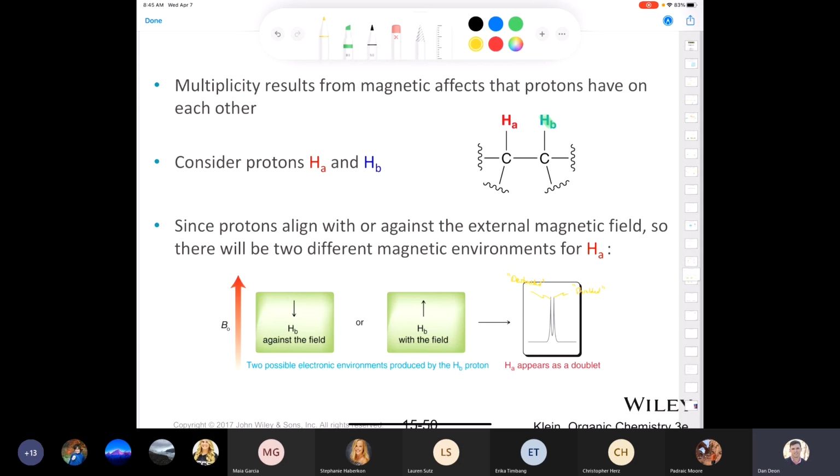Okay, good. If you've gone ahead and read the book, which I hope you all did, we're going to get into this in a little bit, but this is called the N+1 rule. The number of peaks in a signal is going to be related to the number of neighboring protons that are chemically equivalent plus 1. So since we have one proton next door to HA, you take 1 plus 1 and you get 2, and you end up with a doublet.